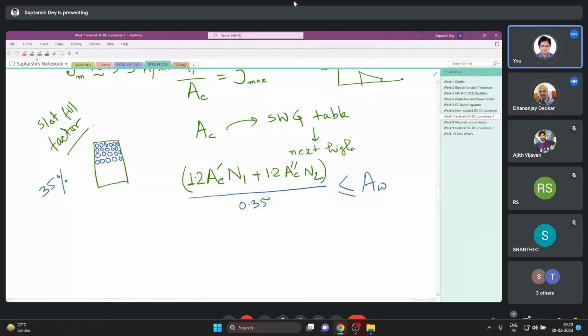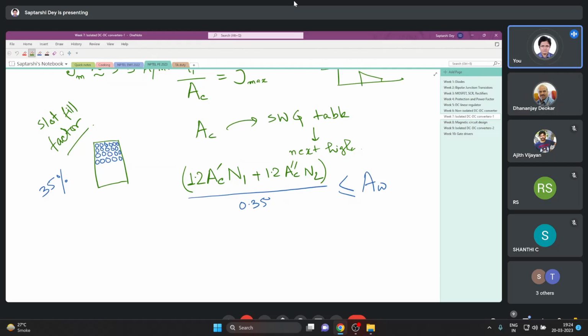So this is where we need iteration, and you may not go through iteration. In the book that I mentioned sometime back, Professor V. Ramanarayanan's book SMPC, there is a table. I do not remember it exactly, but there is a table where you will get to find the window area factor and all, from which you can choose the core.